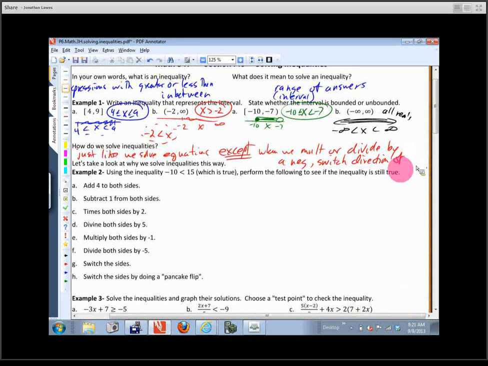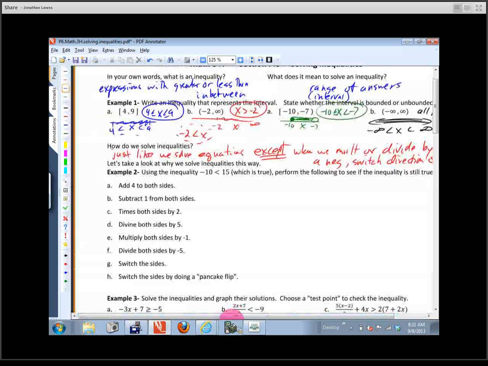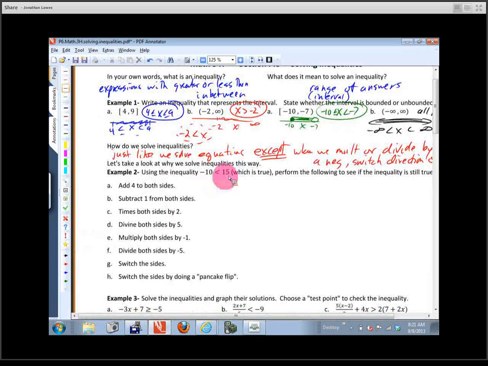Right here. So we'll switch the direction of the inequality. Now, I'm not going to take the time to go through this example right here, but you could take this inequality right here, which is a true inequality, and you could do each one of these things and see if it's still a true inequality.